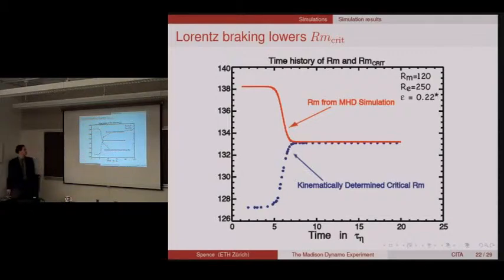you notice that the kinematic critical magnetic Reynolds number comes down and meets the Reynolds number of the flow until the two are actually matching one another, at which point the system becomes stable and the magnetic field no longer needs to grow or decay to have a matching, which is kind of an interesting situation. I guess this might be the intuitive thing you might expect if you had to come up with a mechanism, but it wasn't my first guess. Anyway, it's kind of cool.